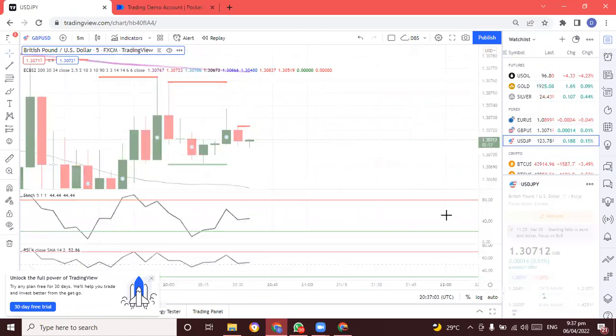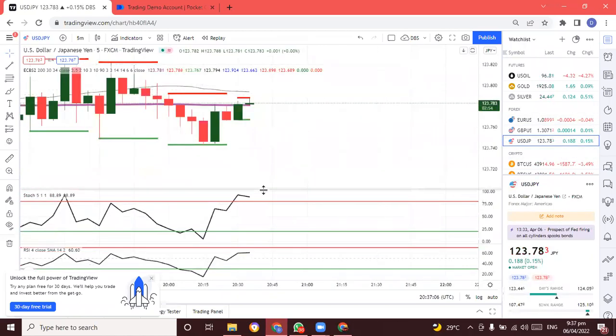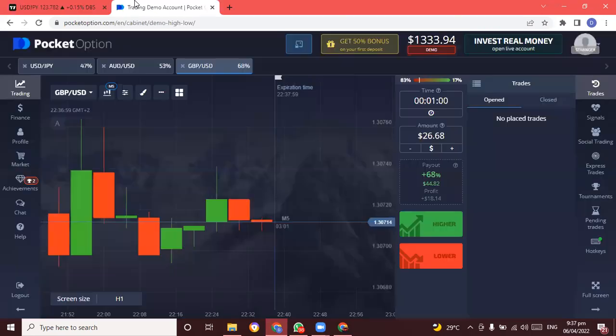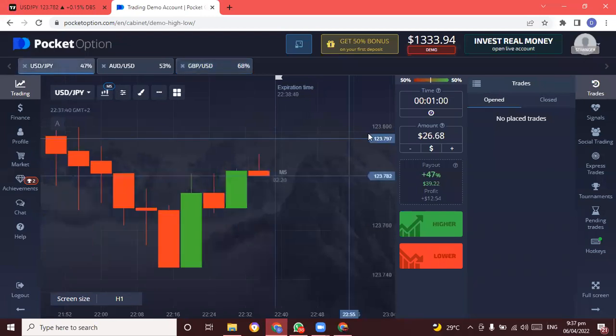Let's look at USDJPY. We need USDJPY. The stochastic is ready. The RSI is not ready yet. Let's wait for this RSI to come up. This candle now, we expect this candle to go up a little more, maybe to this level, so that this RSI will be ready. Then this trade will be ready for a sell. USDJPY.